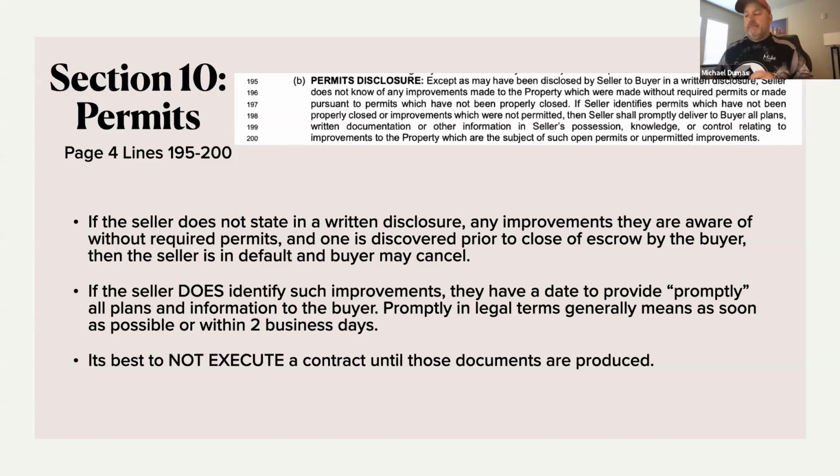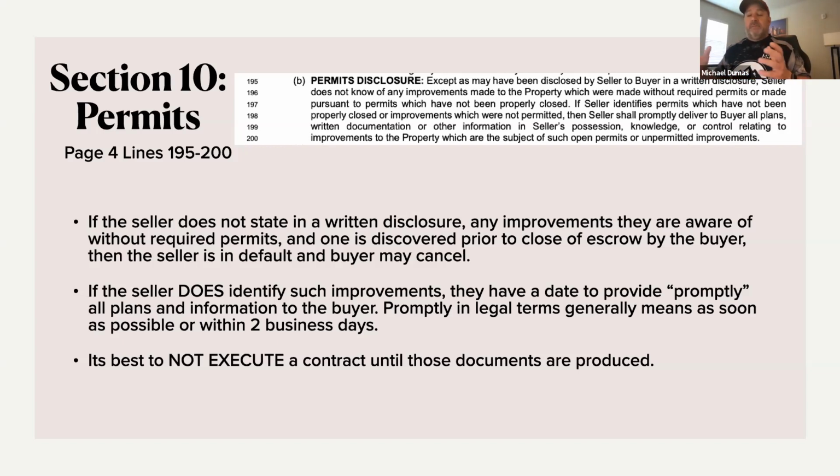There's a shed out back. It's attached to the side of the building. It's got a concrete slab. Seller's like, oh, we didn't need a permit, we just built it, whatever. Okay, great. They didn't disclose it on the seller's disclosure. Go through the inspection process, no problem. Go through the lien search.